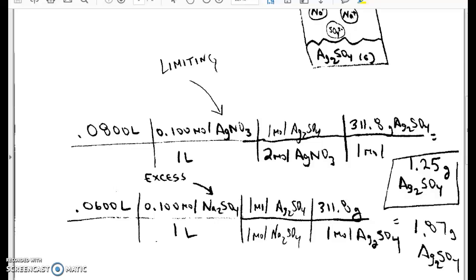So since the answer that I got in my first dimensional analysis is smaller, that means that the silver nitrate runs out first. It's the limiting reactant, and therefore the sodium sulfate would be the excess reactant. So the grams that I got in the first dimensional analysis, the 1.25 grams of silver sulfate, is the true amount of silver sulfate that's formed.